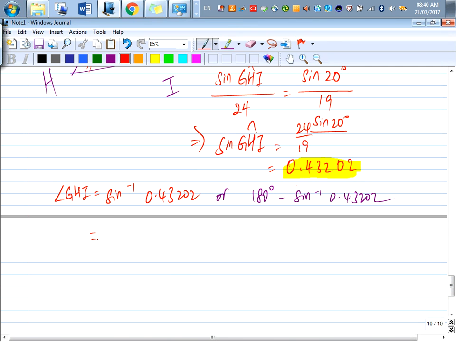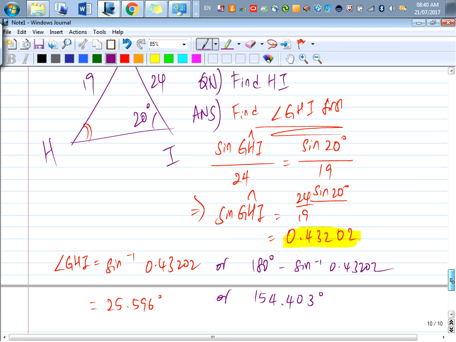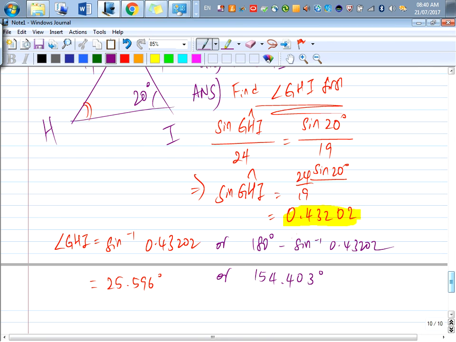So on my left, I will get 25.596 degrees. On my right, I will get 154.403 degrees. Okay? Do I reject anything? Which one to reject? 154. Why? Because based on the diagram, it should be an acute angle.